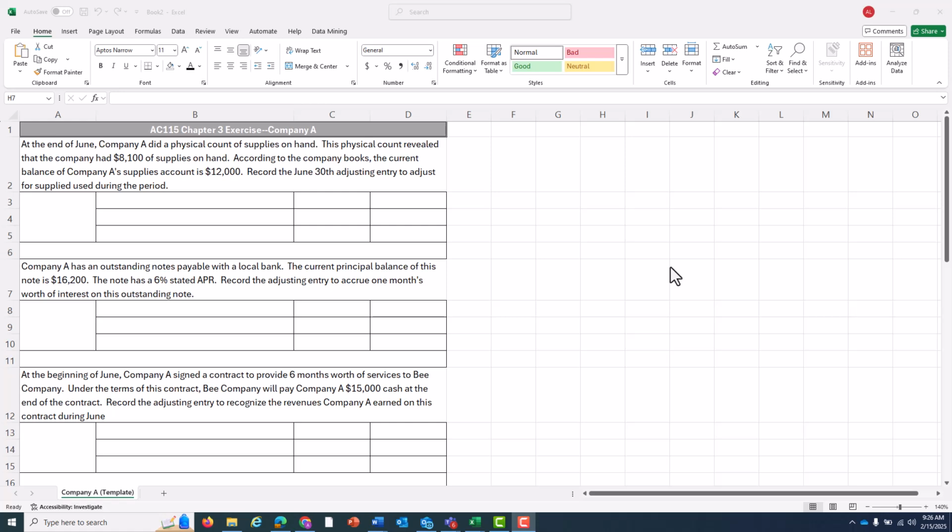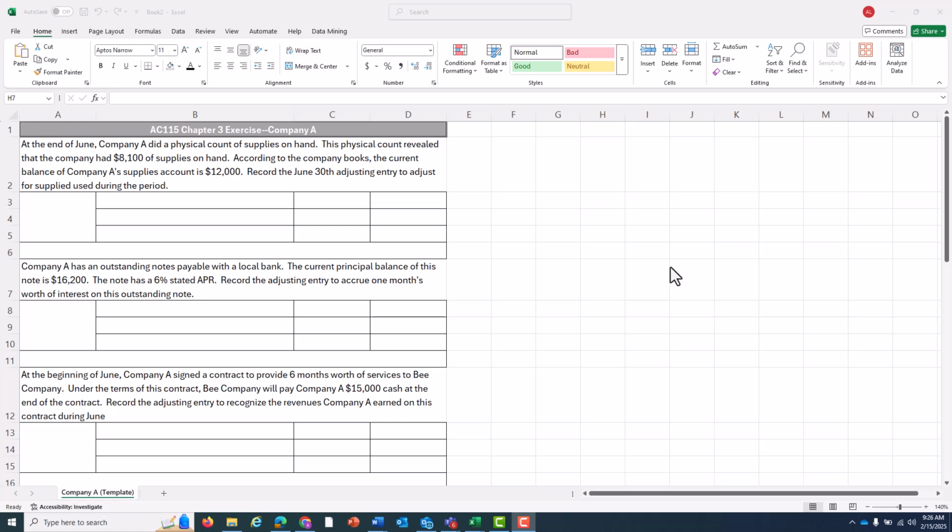In this example, we're going to record a series of adjusting entries for a company named Company A. So at period's end, in Company A's case, at the end of June, they need to make a series of adjustments to make sure of two things. One, that all expenses that were actually incurred during the period are recorded in the same period as the expense was incurred, and all of the revenues that they actually earned during the period go on the books in the same period the revenues were earned.